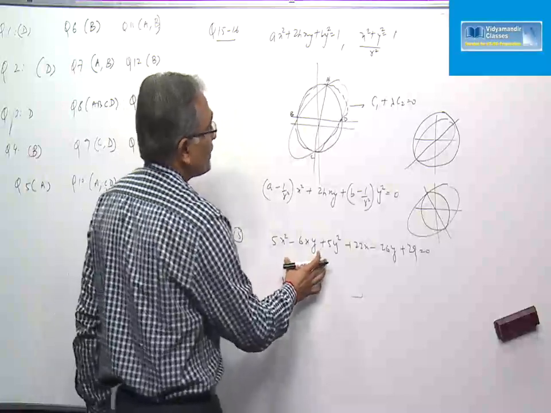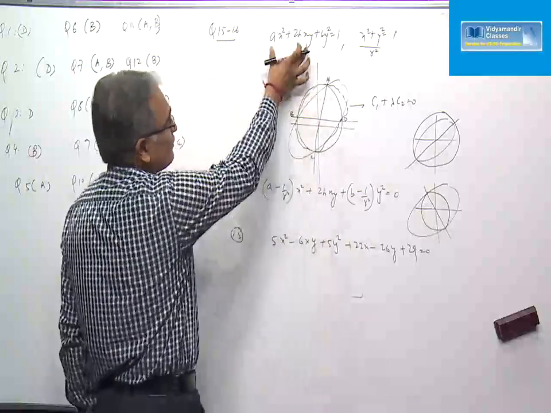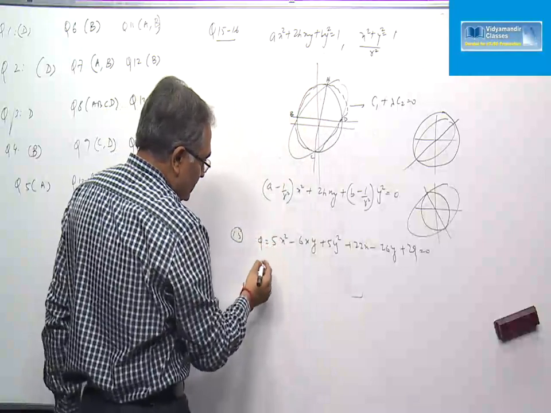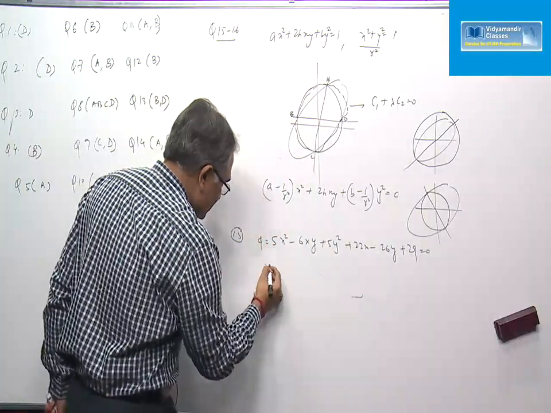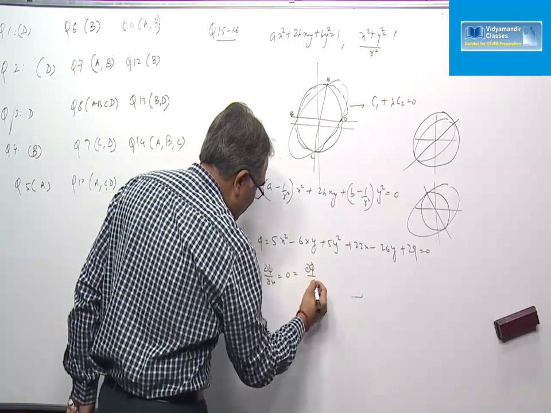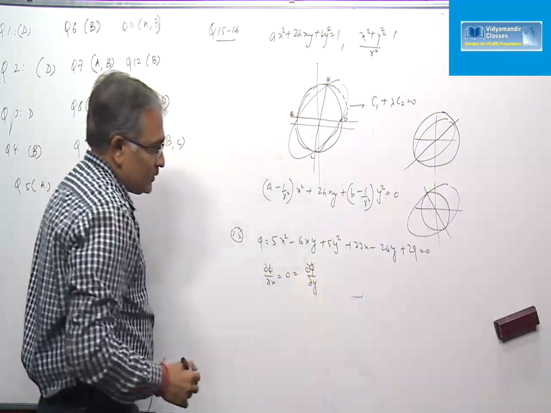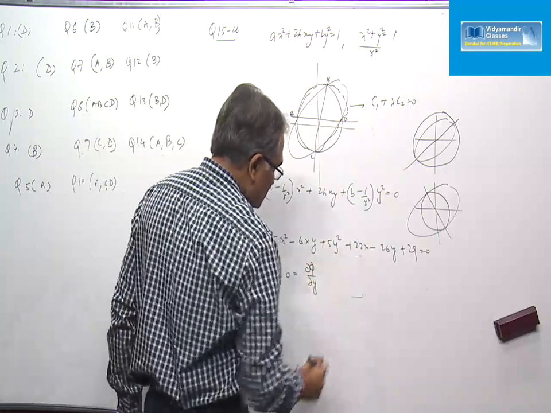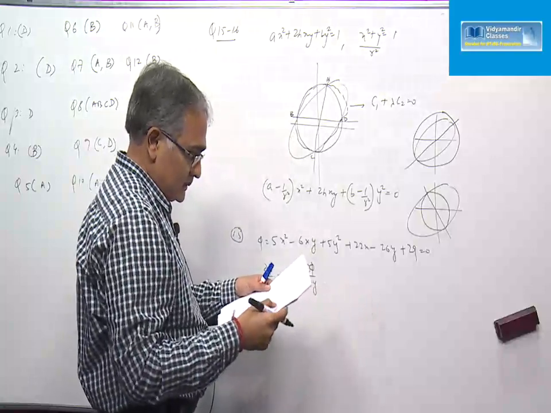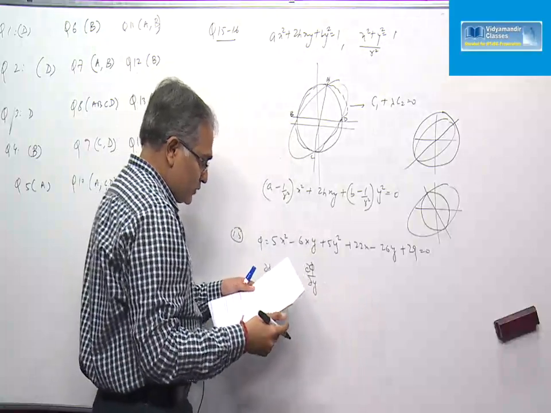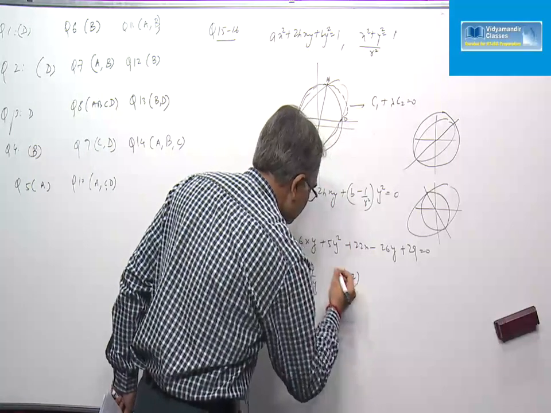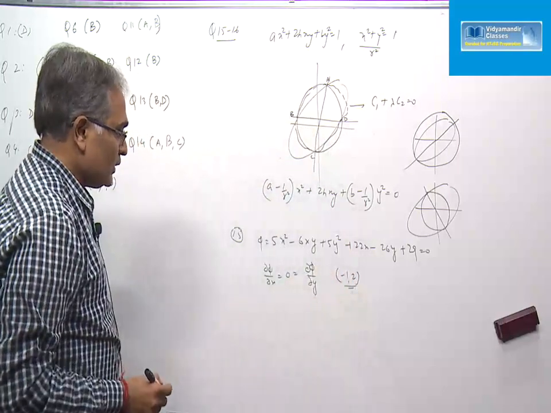Now, as this is not in the standard form, if I consider this as function phi, then solving del phi by del x and del phi by del y will give you the center of this conic section. Solve these two equations, and you will get the point as minus 1 comma 2.